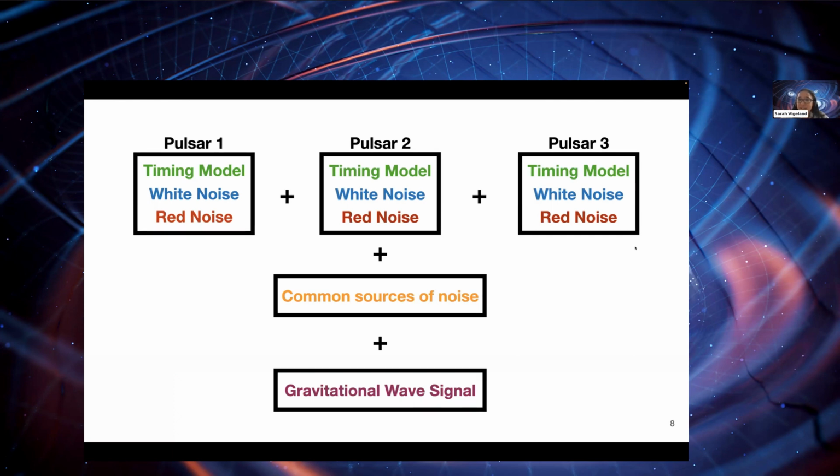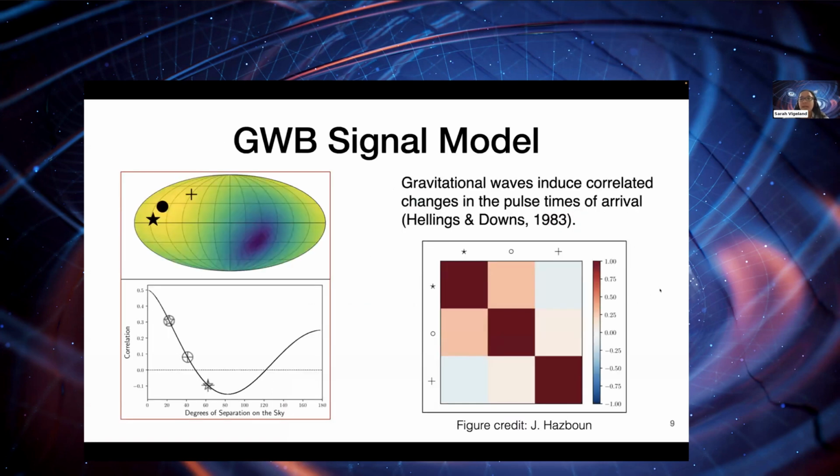Then finally, there's the gravitational wave signal, which is common to all of the pulsars. This helps us differentiate between a gravitational wave and noise unique to the pulsars. The other way that we can distinguish between gravitational waves and other types of signals is by looking for the type of correlation. For a gravitational wave background, you're going to get a correlated change in the pulse times of arrival, and the correlation is going to depend on the angular separation between your pulsar pairs.